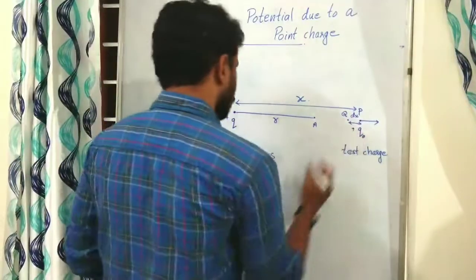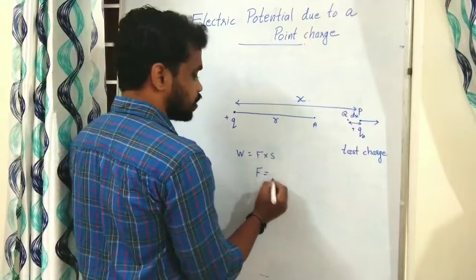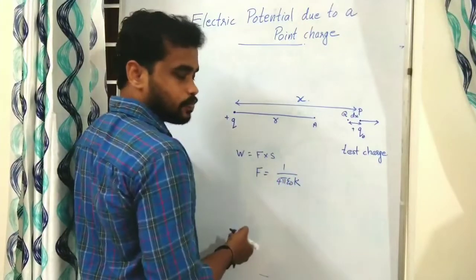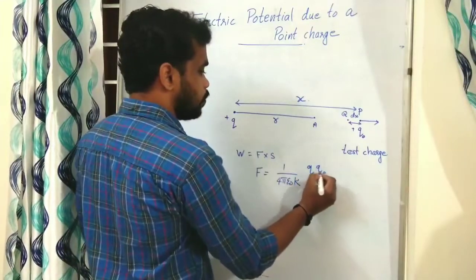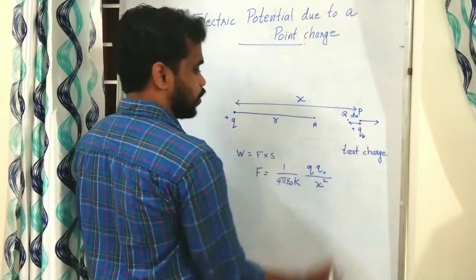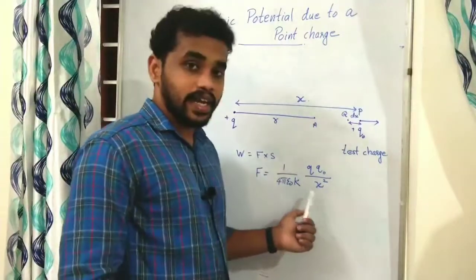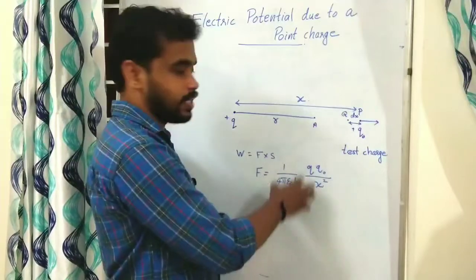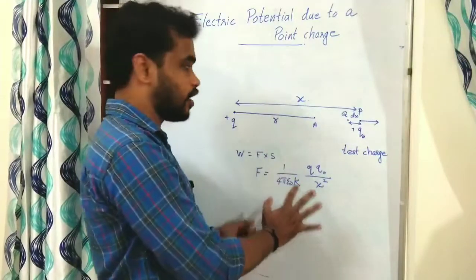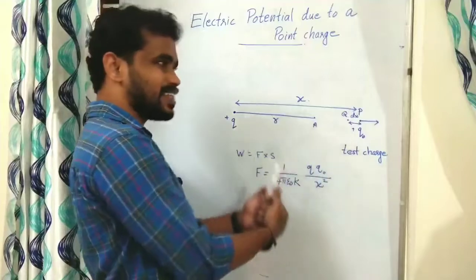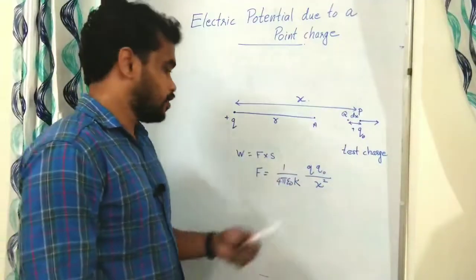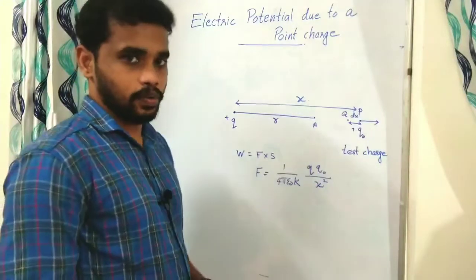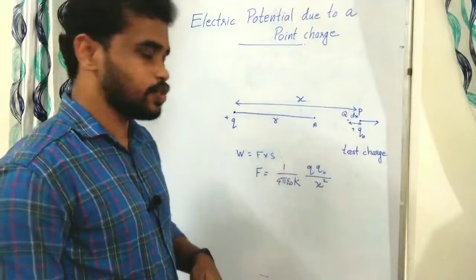The force acting on Q0, according to Coulomb's law, is F equal to 1 by 4 pi epsilon 0 K, Q Q0 by x square, where K is the dielectric constant of the medium. If it is air or vacuum, there is no K. We are imagining a medium other than air or vacuum, and then K is the dielectric constant of this medium. This is the force acting on the charge Q0.